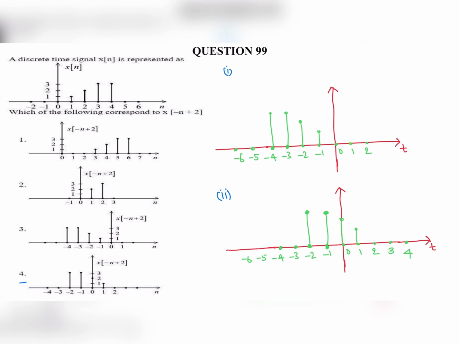Next question. Given the discrete time signal x of n is represented as shown, if this discrete time signal is reversed, that is reversal of the signal, the signal will become like this. Then the signal is shifted by 2 units right, so that is x of minus n plus 2. The resultant diagram is like this. So the correct option is 4.